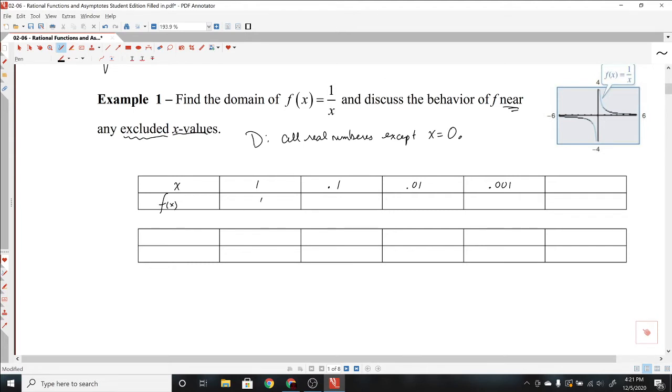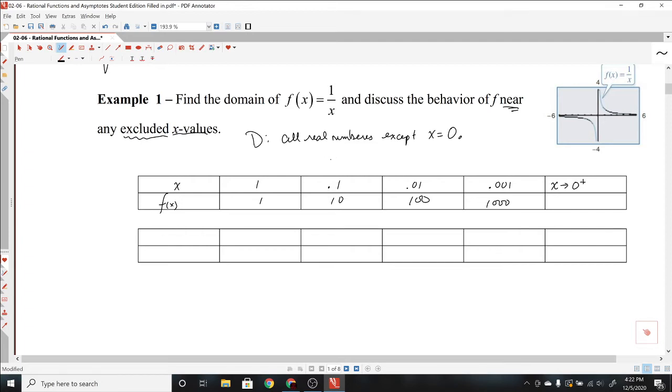So put 1 over 1, I get 1. 1 divided by 0.1 is 10. 1 divided by 0.01 is 100. 1 divided by 0.001 is 1,000. And so what we'll see is this, that as x approaches 0, now there's a little thing that we're going to do here that you're going to see a lot more of next year in calculus. And that's that there are two directions from which we can approach 0. If you imagine a number line, there's a left and there's a right of 0. So we can approach 0 from the right, which is what we did here.